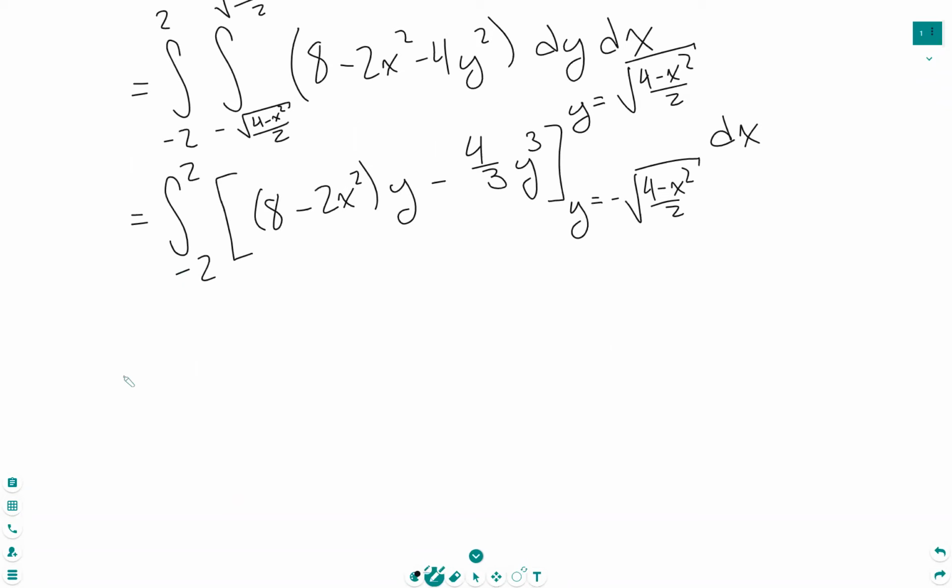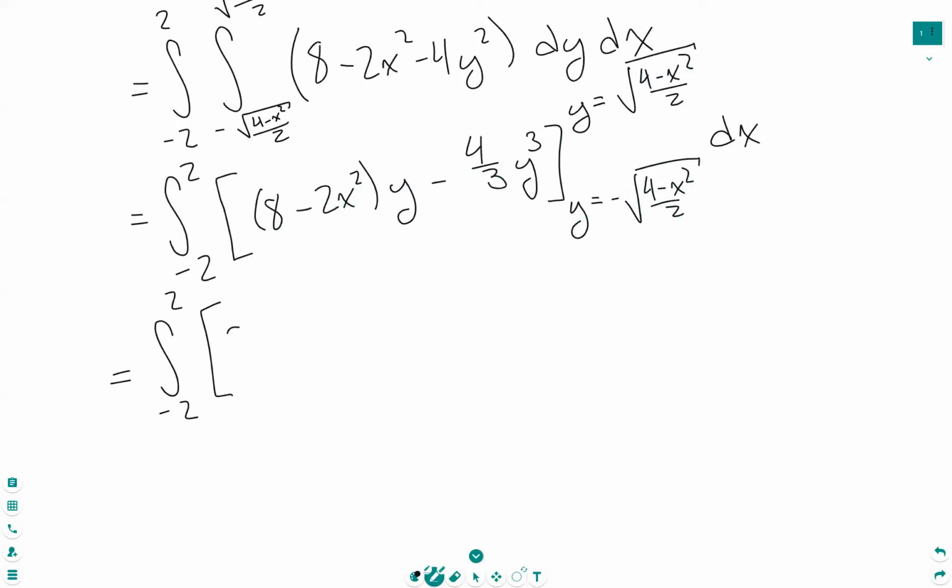So we go ahead and plug those in. -2 to 2. I'm just going to simplify it a little bit ahead of time. So remember, we're plugging in this and then subtracting this, but we have this negative here, right? So wherever we plug this in and it remains negative, we're actually subtracting that. So for this first term, we plug this in, and we have an 8 minus 2x squared times this quantity. But then we subtract that same thing, but with a negative. So it really is adding that.